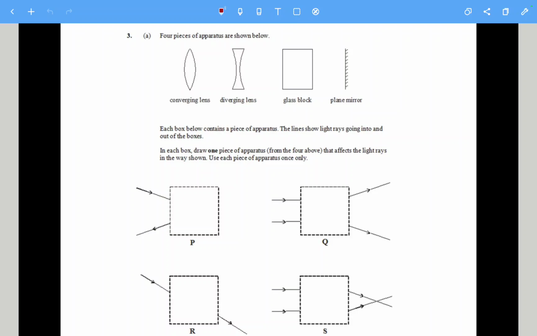Okay, so the first one is a reflection, so that's just going to be a plane mirror. Q, so they're diverging out, so that's a diverging lens. Just sketch that one in there. R is the refraction, which we did a couple of lessons ago. So just draw your block in there. That last one, so light is converging together. So that's obviously a converging lens. Hopefully that one went okay.